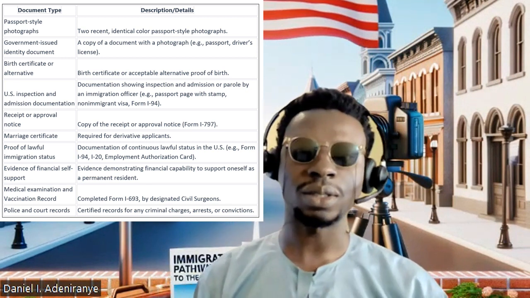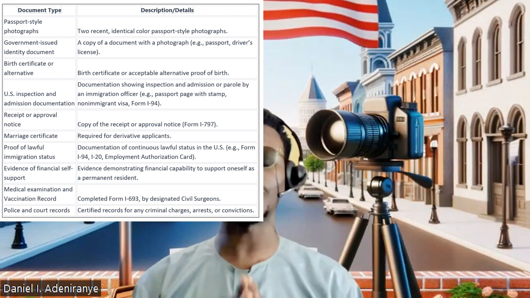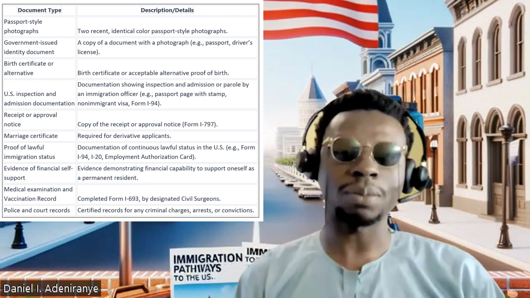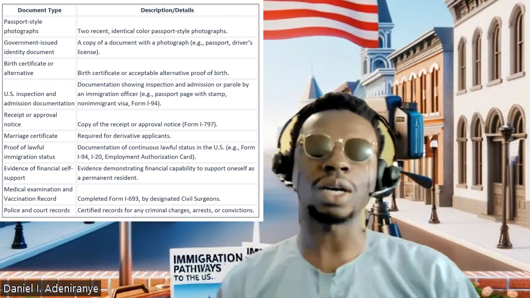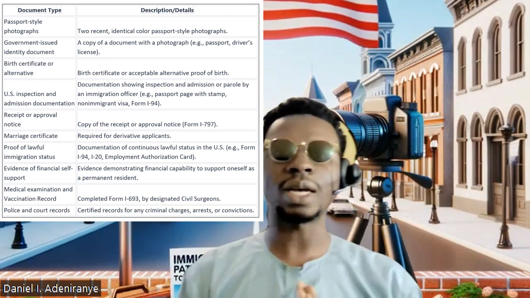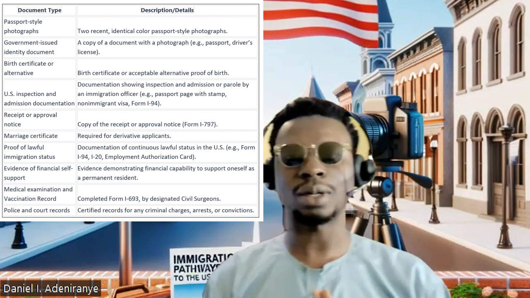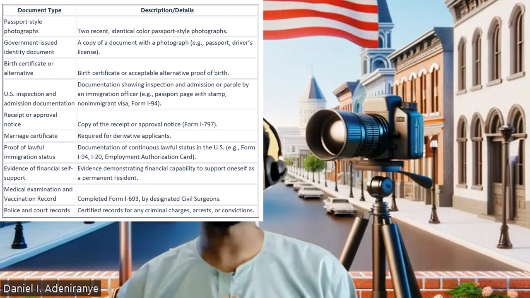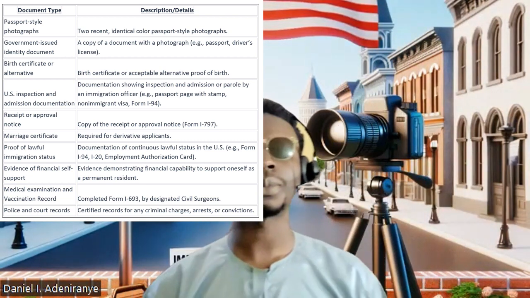Another important document is evidence of financial self-support as a permanent resident. You want to show maybe your assets or your bank statements to show that you have sufficient funds so that yourself or your dependents are not going to be a public charge, depending on government programs or finance.